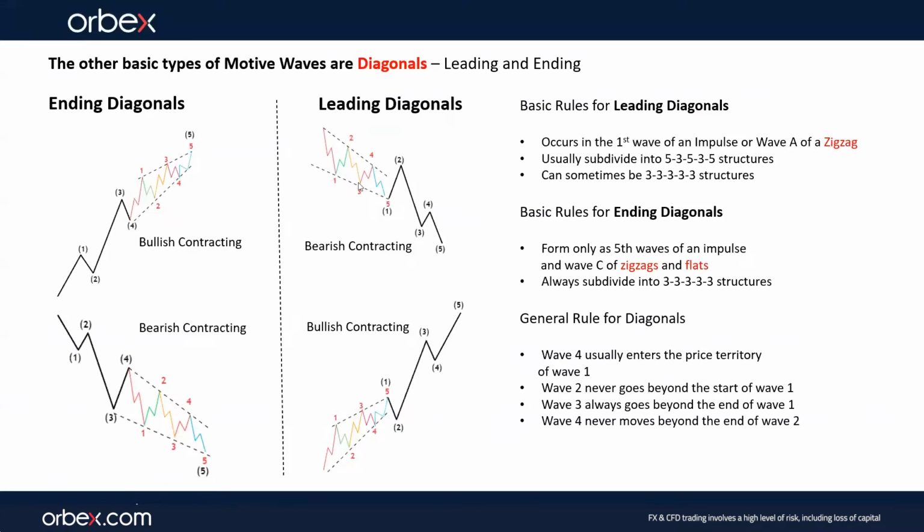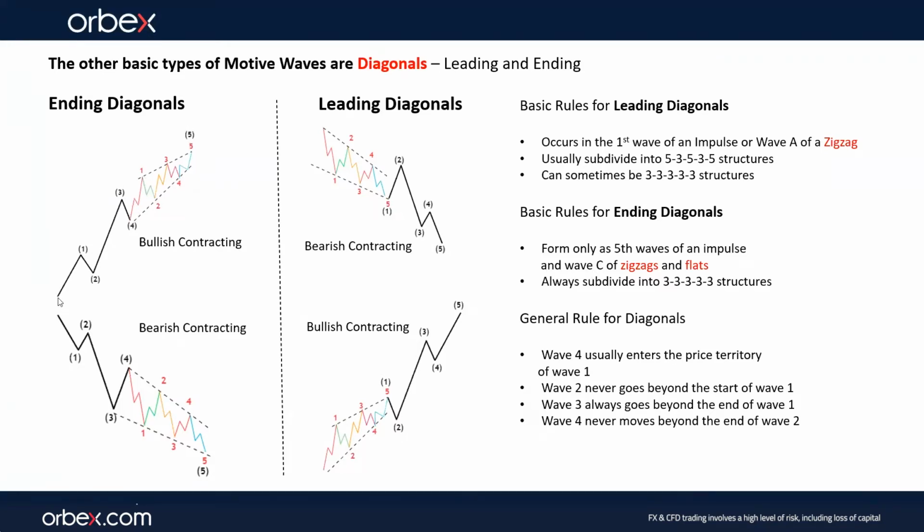So 1, 2, 3, 4, 5. This is the 5 legs to make up this wave 1. And this is how we see the leading diagonal. And that's how we look at the basic rules for a leading diagonal. Ending diagonal, conversely, again, they always subdivide into 3-3-3-3-3 structures. And again, this basically means at the end of the pattern, we are looking at 1, 2, 3, 3, 3, 3, 3, and that ends our wave 5 of the intermediate wave 5.